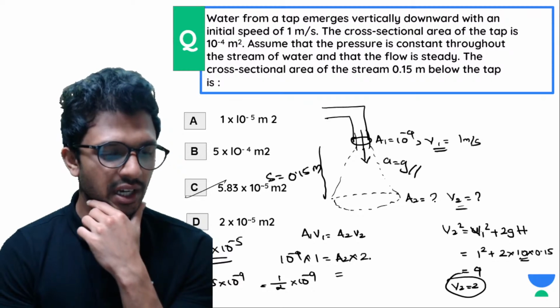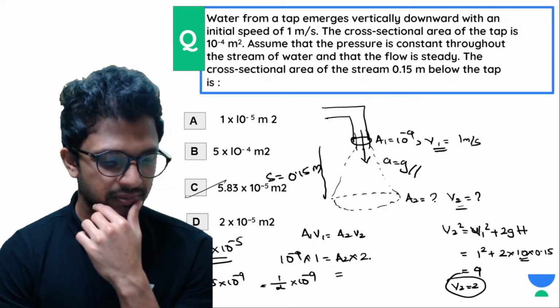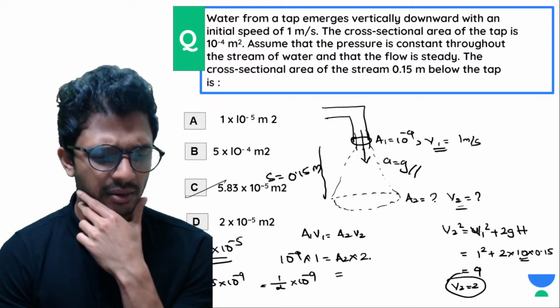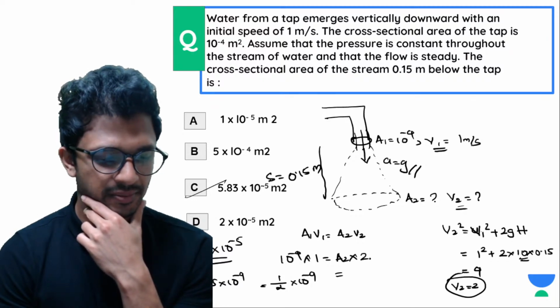ये भी wrong mark हो गया क्या Menti पे? ये भी wrong mark हो गया क्या? I don't think so.